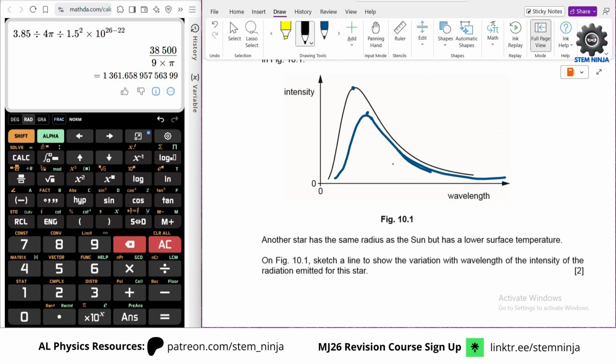So basically, lower surface temperature would mean that the wavelength would be higher, since we know Wien's displacement law, lambda max is inversely proportional to temperature, so lower. That would also mean lower intensity. Okay, all right.